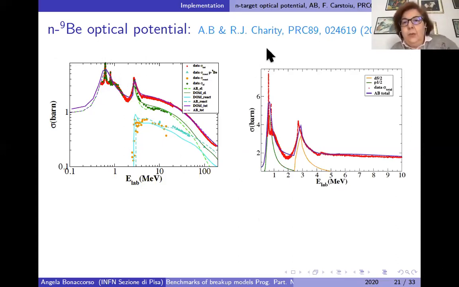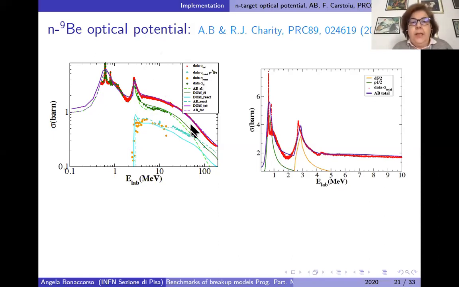And this is a work I did with Bob Charity, and we ended up reproducing these data: neutron beryllium-9, total cross sections, elastic and reaction. We were able to reproduce separately the energy dependence of all these data. In the paper, we also have the angular distributions for the elastic scattering. And in this way, we managed to have two parameterizations for this optical potential.